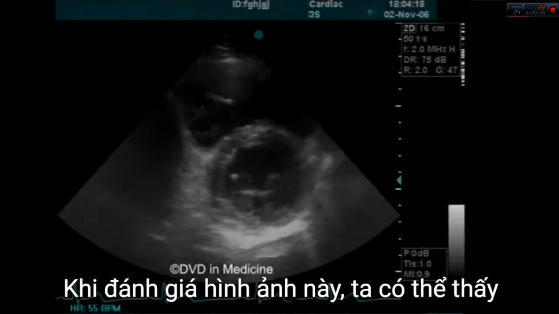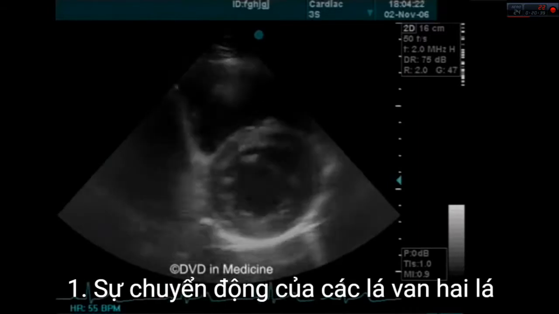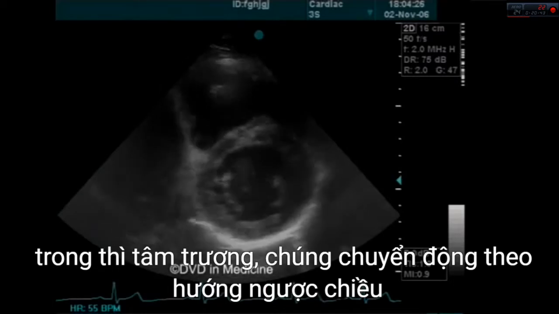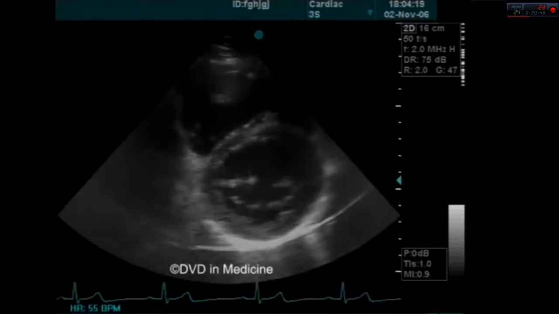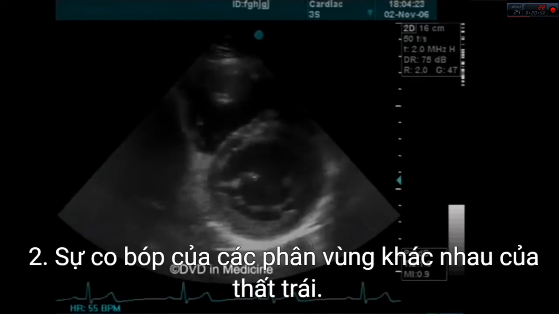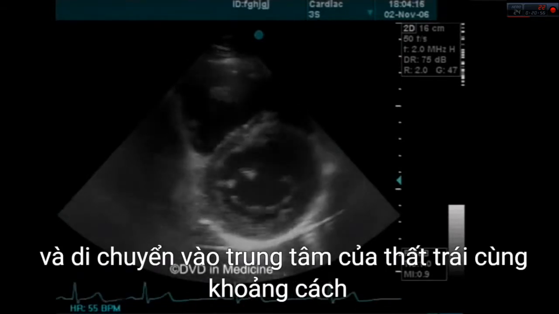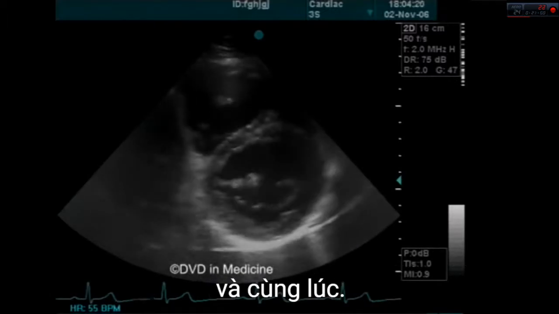When evaluating this image, one can see 1. The motion of the mitral valve leaflets and the tricuspid valve leaflets. In diastole, they move in opposite directions, and in systole, they move towards each other. 2. The contractility of different segments of the left ventricle. Normally, all segments must contract and move to the center of the left ventricle at equal distance. They must thicken at the same time.